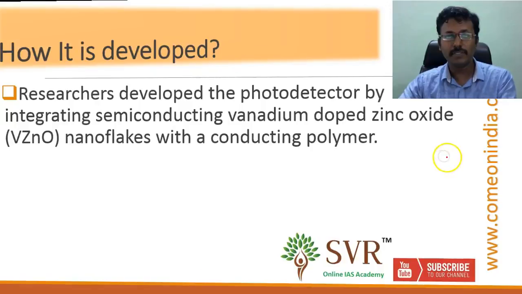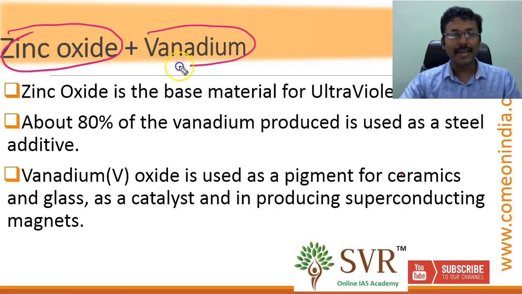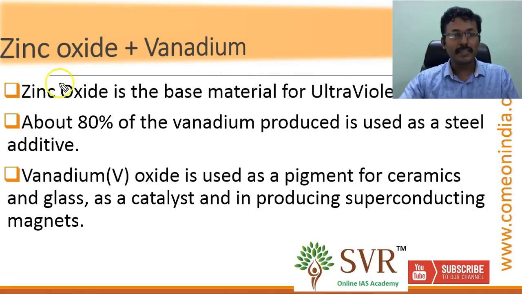Now let's discuss further. Let's discuss some few points about zinc oxide and vanadium. In the UV photo detector, zinc oxide is the material which is responsible for absorbing the ultraviolet and detects it. So zinc oxide takes the ultraviolet light and detects it.